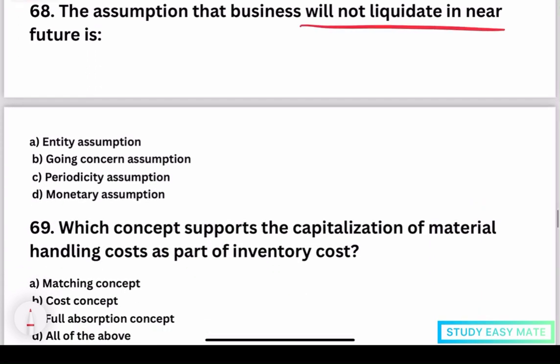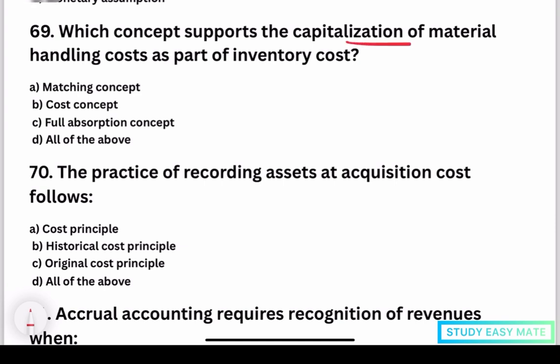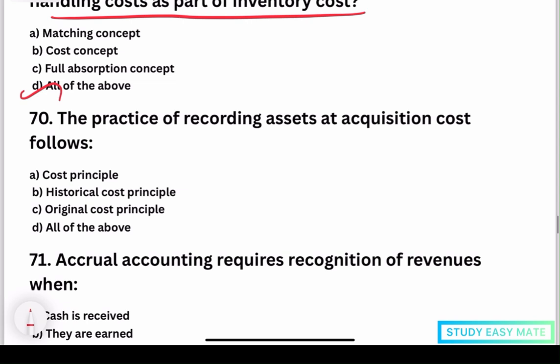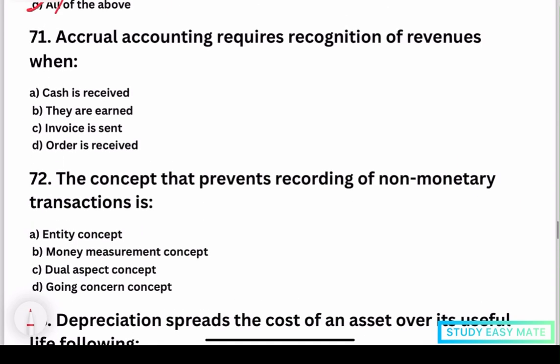The assumption that business will not liquidate in the near future is the going concern assumption. Which concept supports the capitalization of material handling costs as part of the inventory cost? So that is D, all the above. Why? Because it is supported by the matching concept, cost concept, and full absorption concept. The practice of recording assets at acquisition cost follows again all the above. 71.